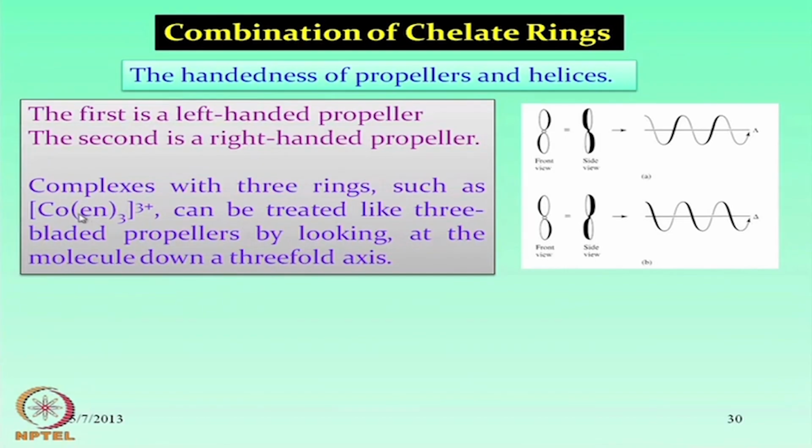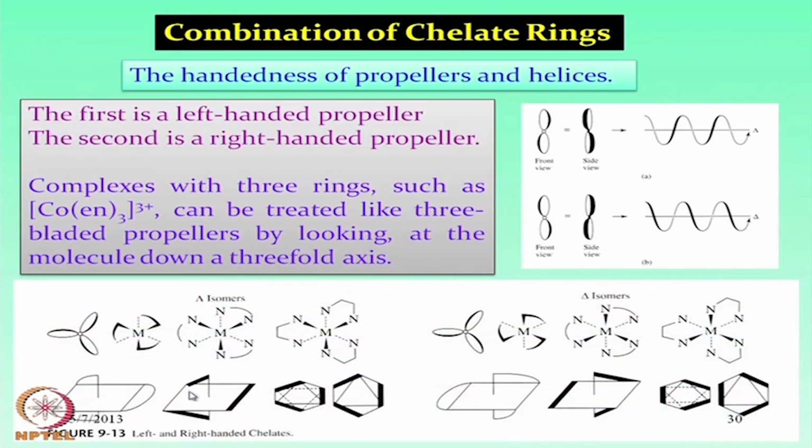So we already discussed all these things: the cobalt tris(ethylenediamine) has three-bladed propellers when looking at the molecule down the threefold axis. We can consider it as these blades, this one or this one or this one. When we consider the connectivity from this side to this side, or from this to this, it is in the counterclockwise direction. So we have the lambda isomer.